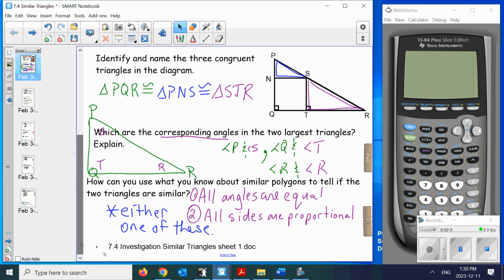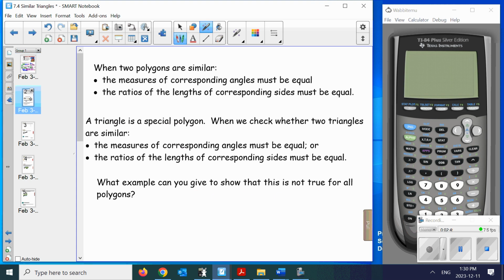And we just showed this with this activity. What do you know about similar polygons to tell if 2 triangles are similar? All angles are equal, or all sides are proportional. They come out to the same scale. We did the investigation. Okay? So now we're going to flip the page, and here's the summary. You can guarantee both of those things.